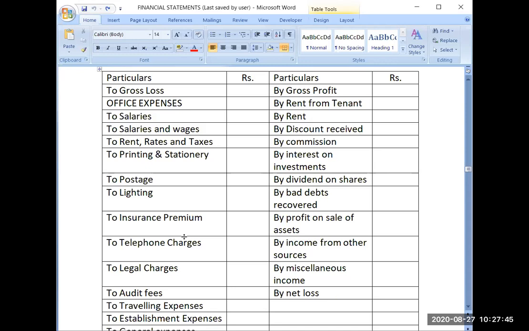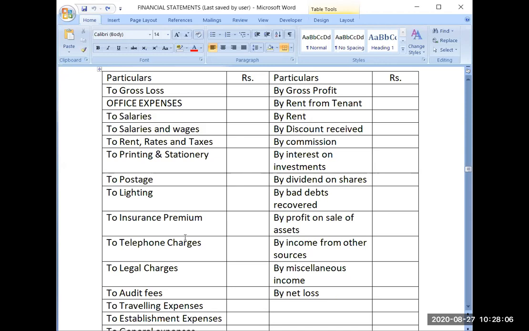Or some bad debts were there earlier and now you are recovering them, the person is paying you money back. That is known as bad debts recovered. Profit on sale of assets, or income from other sources, or any other income. So these are the incomes which a business can have. Now I hope the debit and credit sides are clear.